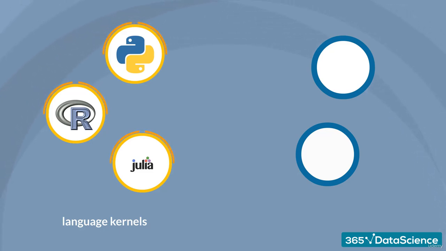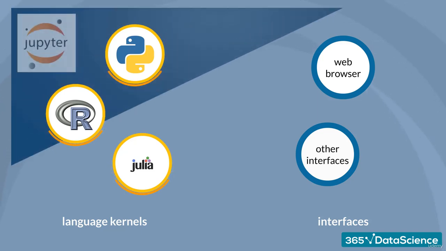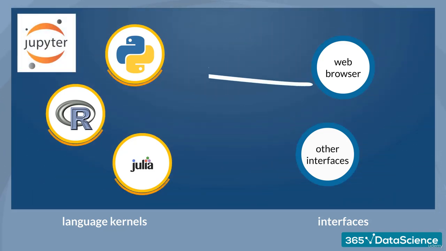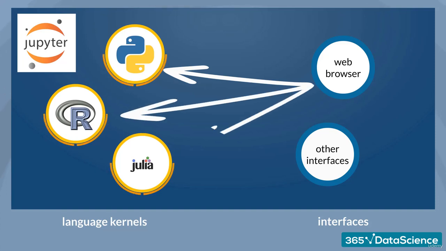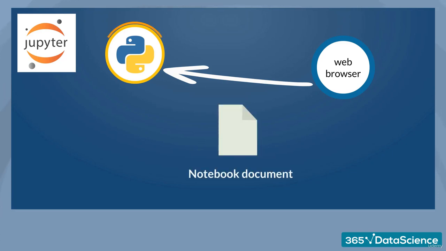On the other side, you have various types of interfaces where you can write code. They represent the clients. An example of such a client is the web browser. The Jupyter server provides the environment where a client is matched with a corresponding language's kernel. In our case, we will focus on Python and a web browser as a client, or as an interactive shell. Your work will be stored on a notebook document, and since we will strictly be using the Python language, it will be called IPython notebook file, with the file format .ipynb.